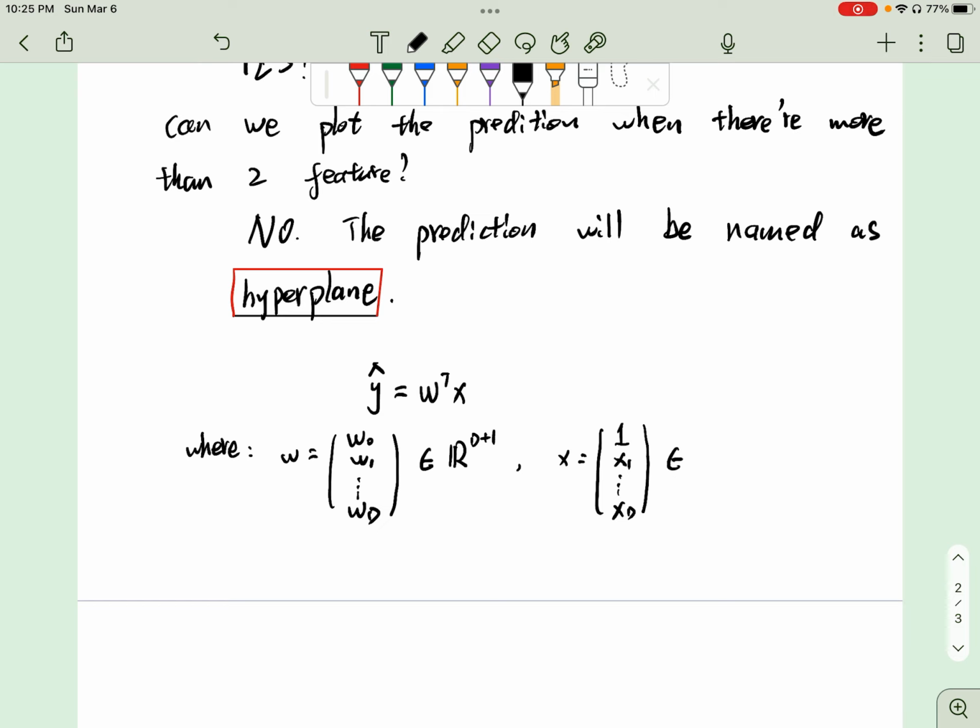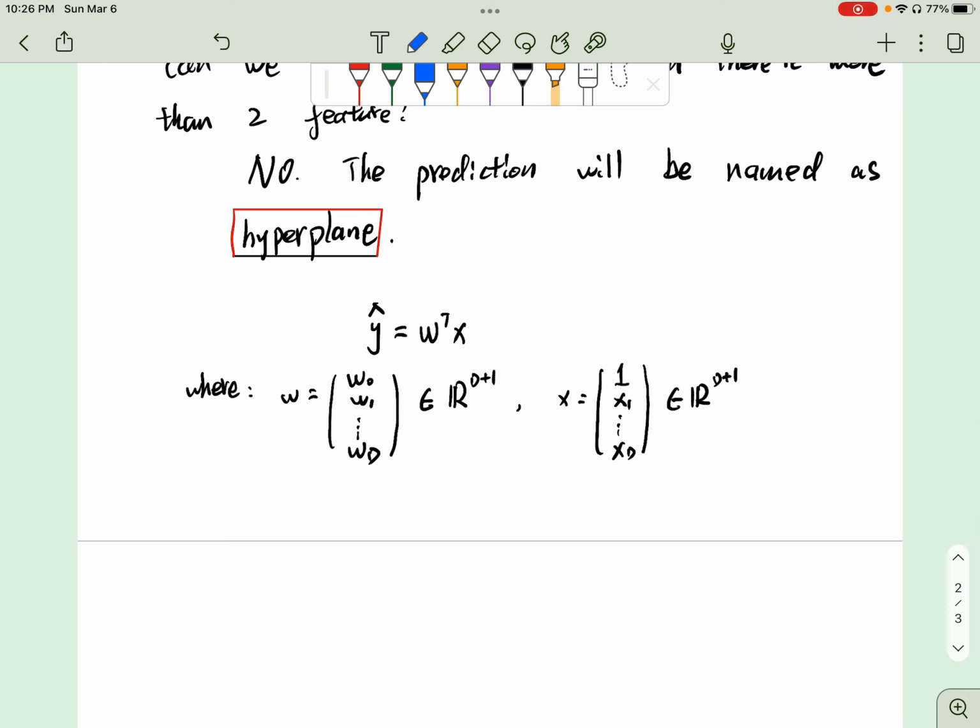So this one also belongs to the vector space of d plus 1. You may be confused about what d is. We said that x is the feature vector. You can see how many features we have here, because the 1 is already determined. So we have 1 to d. So d is the number of features.